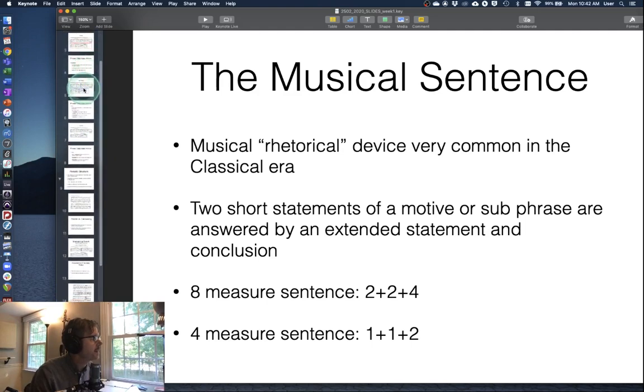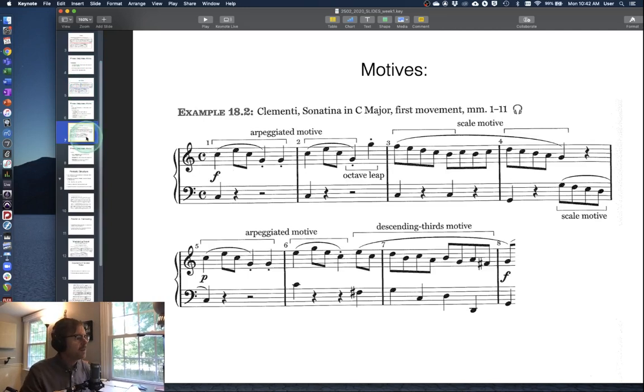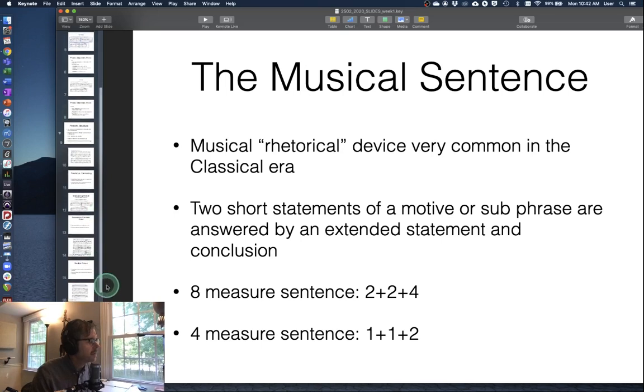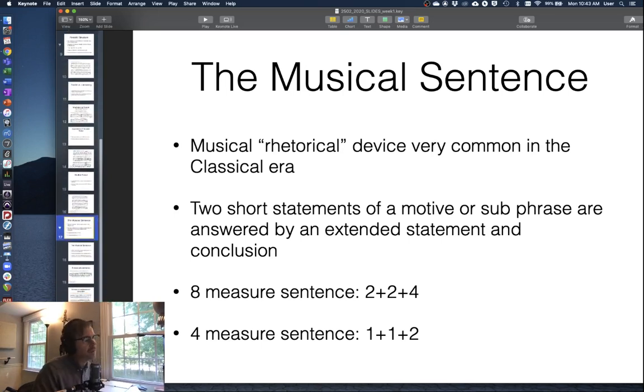Let's go back up to my Clementi example up here. If I can find it. I think it's here. This first phrase is a musical sentence. 2 small phrases, where we have this 1 + 1 + 2 design. Let me go back down to my slides to show this more in detail. So this is an example of that Clementi. We have 1 + 1 + 2 in terms of measure size, okay? 8 measure sentences are a doubling of that, so it's 2 + 2 + 4.